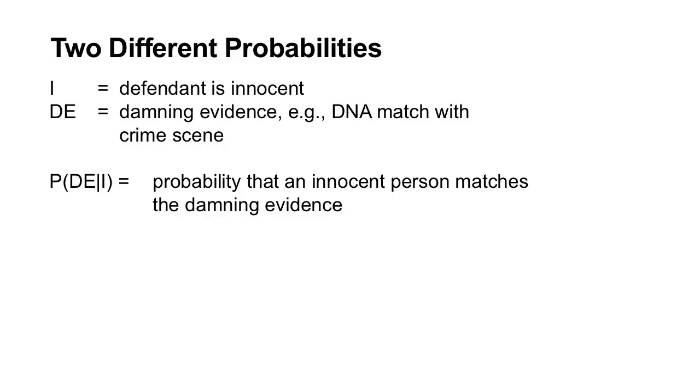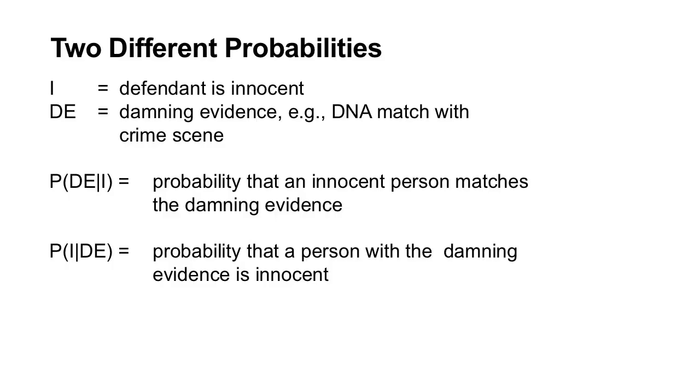Now let's look in our language, what do the two different conditional probabilities mean? First, the probability of the damning evidence given the person is innocent. So that's the probability that an innocent person, that's what we assume, we know the person is innocent, matches the damning evidence. Whether he or she matches the damning evidence, that's now the uncertain part, that's where we still have a probability.